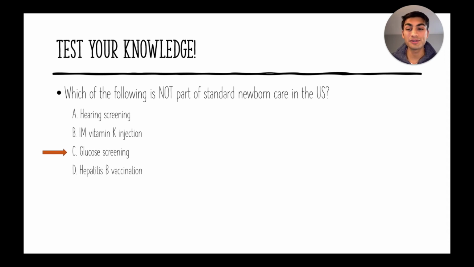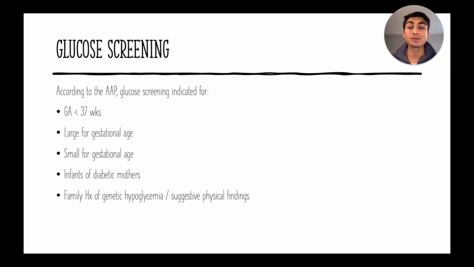Okay, if you chose glucose screening, you would be correct. According to the American Academy of Pediatrics, glucose screening is only indicated in a select number of instances, and this includes if the baby's gestational age is less than 37 weeks, if the baby is large or small for gestational age, if the baby has a diabetic mother, and if there's a family history of genetic hypoglycemia or there are suggestive physical findings of hypoglycemia.